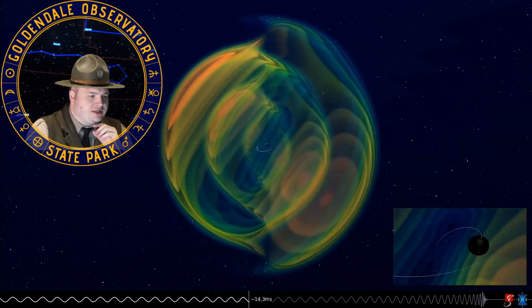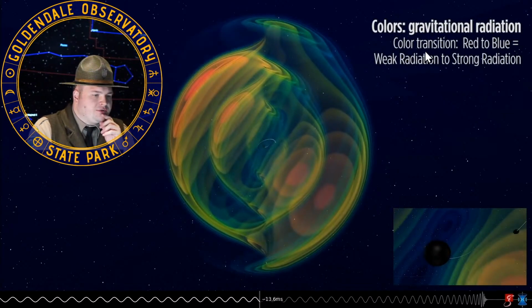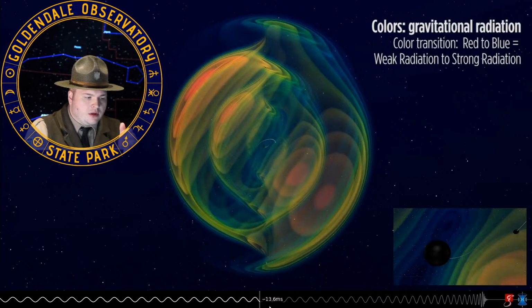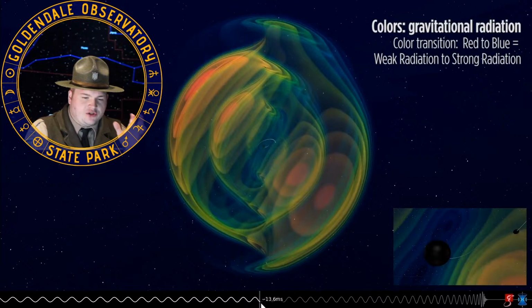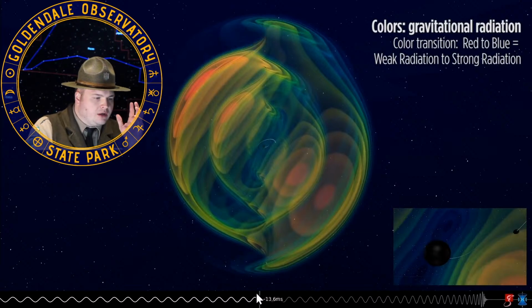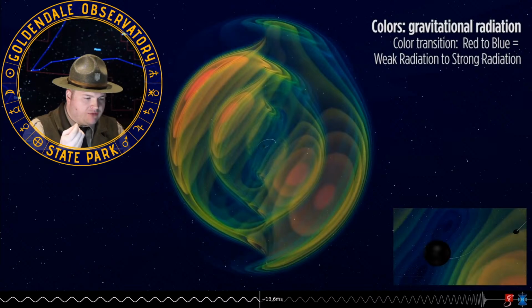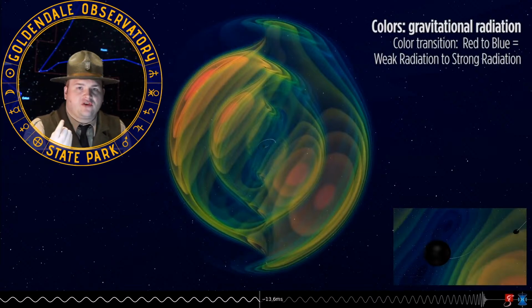Now I'm going to pause it so you can understand something. Let me let that run. There you go. So the colors show gravitational radiation, red to blue, weak radiation to strong radiation. Now, this 13.6 milliseconds means that's how quickly the two black holes were spiraling towards each other. Imagine that. Two bodies, one with over a dozen solar masses, one with a little bit less than a dozen, spinning around each other so fast that their wave emission is only 13.6 milliseconds. So 13.6 thousandths of a second.